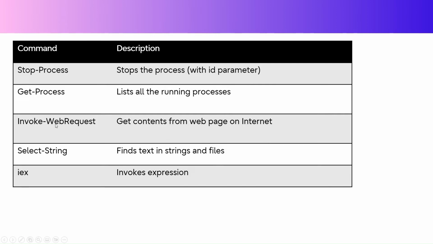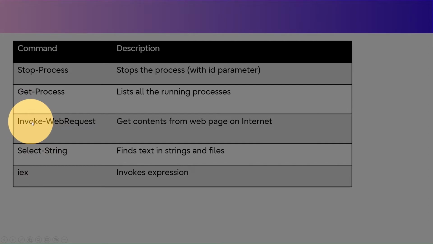Then there is Invoke-WebRequest. It gets the content from a web page on the internet. This is also an interesting command which will help you do a lot of things. It will help you connect to different APIs hosted in some external system. This is a very powerful command and it can be misused as well, so make sure that Invoke-WebRequest is handled correctly when you use it in your PowerShell script.